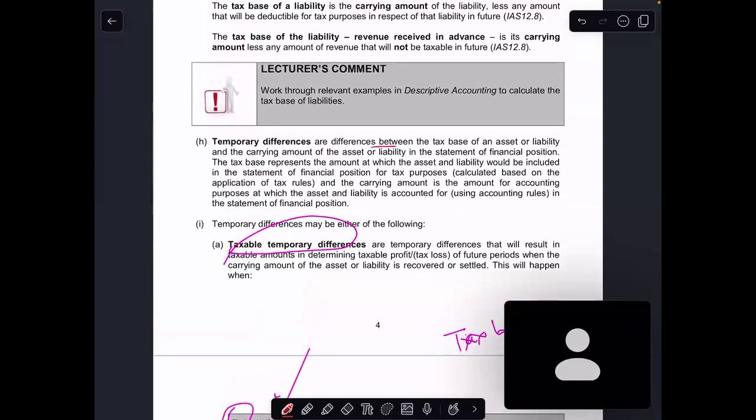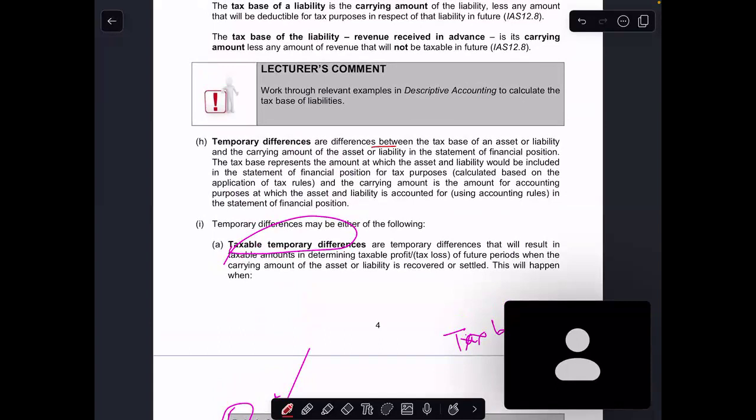What are we looking for, sir? Right, we're looking for a part where they give us the treatment of deductible temporal difference and taxable temporal difference. We want their treatment when it comes to adjustment of profit before tax. What did we do with deductible temporal difference? Do we add it or do we subtract it? That's what we're looking for.